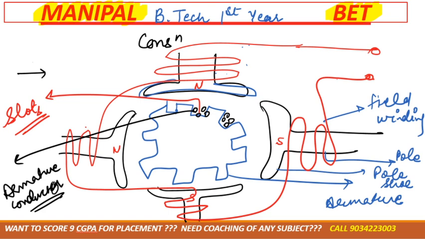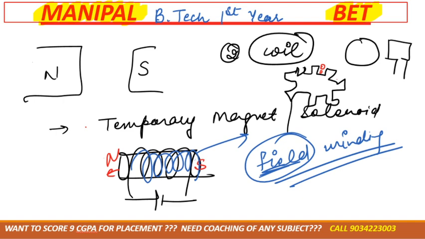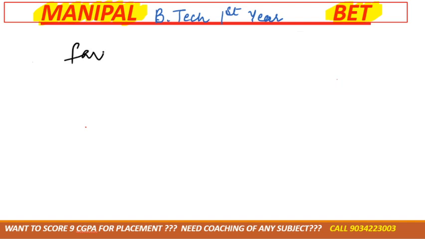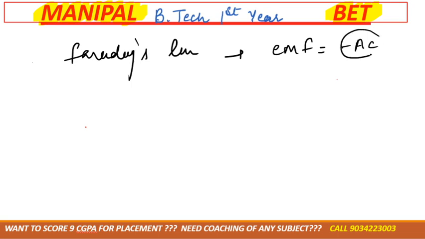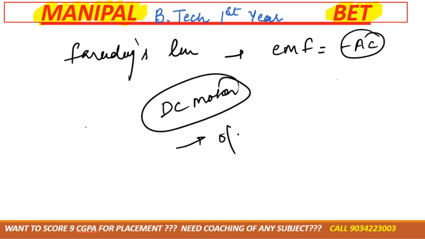And after that there is EMF induction, and there is a rule that EMF will always be AC. According to Faraday's law, EMF is induced, but that EMF is always AC. But we are studying DC, sir, right? So we want DC output, not AC, but we are getting AC because of electromagnetic induction.